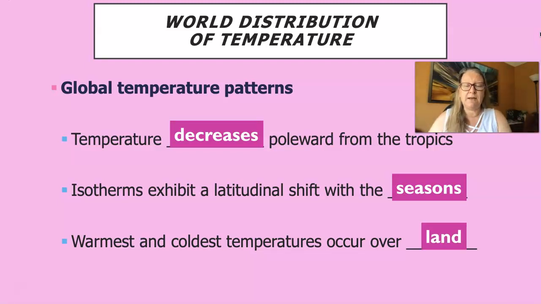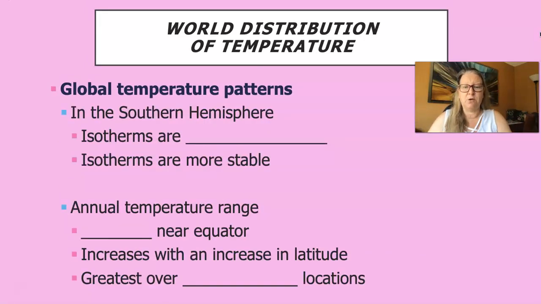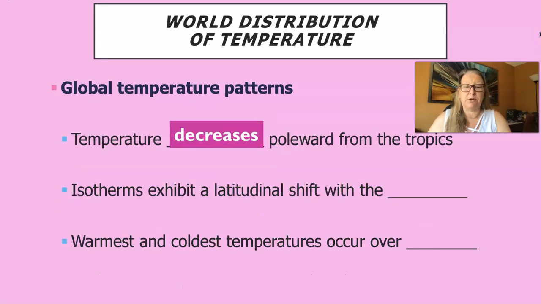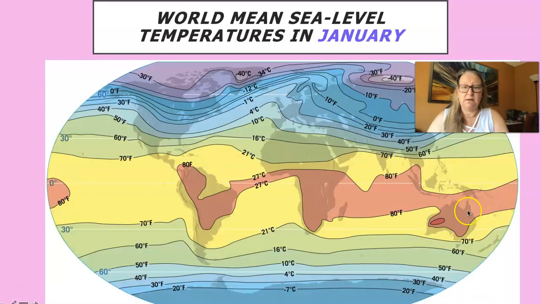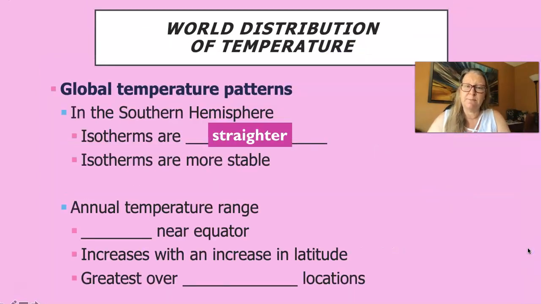And the warmest temperatures and coldest temperatures occur over land, for the reason I mentioned earlier that land readily heats up and cools down compared to water. In the southern hemisphere, you might have noticed that the isotherms are straighter. They're more stable. And let me jump back to show you that. So here you can see the isotherms in the southern hemisphere are very straight, and in the northern hemisphere they're kind of wobbly. Same with in January, they're kind of straight, and in the north they're kind of wobbly. And that is because the southern hemisphere has more water, and so there's less variation in temperature.